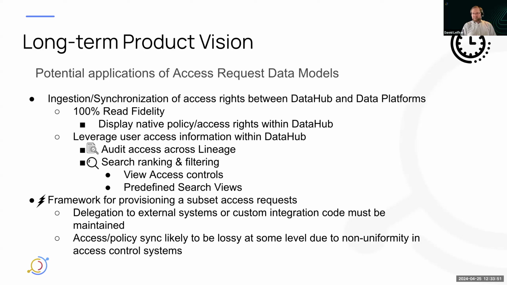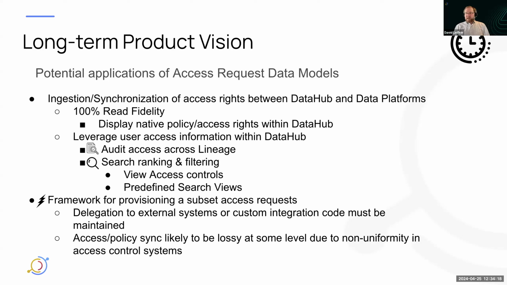Another interesting concept that we could potentially use if we had access request information is view access controls. You might have a dynamic policy that basically says, based on the access controls in the data platform, that could determine your access within DataHub. So if you don't have access to a particular data set on the data platform, we could deny you access to look at that entity's page.